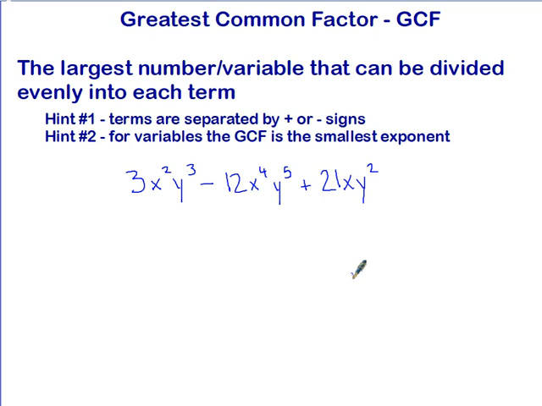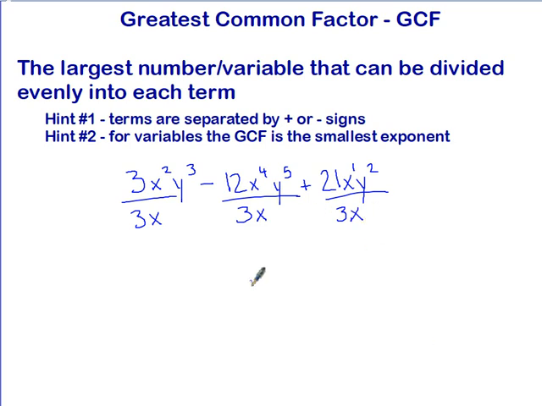I'm going to look at the numbers first. So 3, 12, and 21. All of those are divisible by 3. So I'm going to go ahead and write that out. Then for variables, if it's in every term, we're looking for the smallest exponent. The smallest exponent is the GCF. So if I look at x, there is an x in every term, and the smallest exponent is 1. Remember, if there's a variable without an exponent, it's a 1. So I can factor out an x out of each of these things.